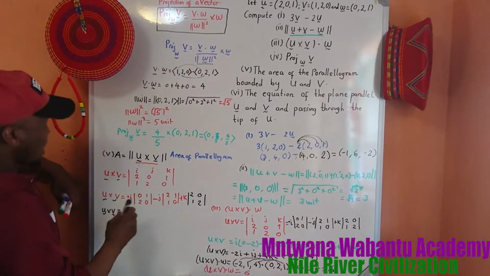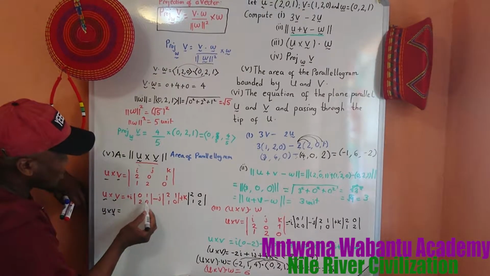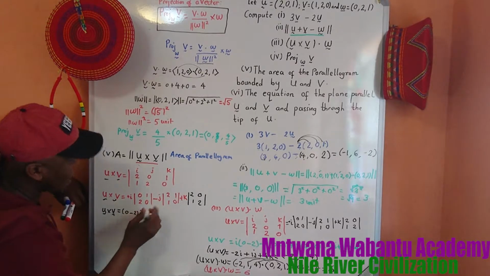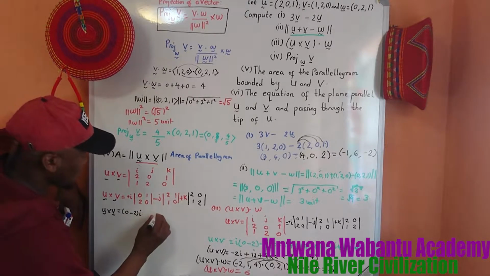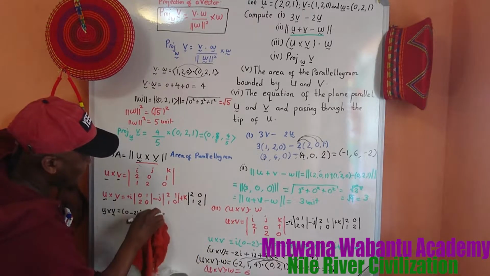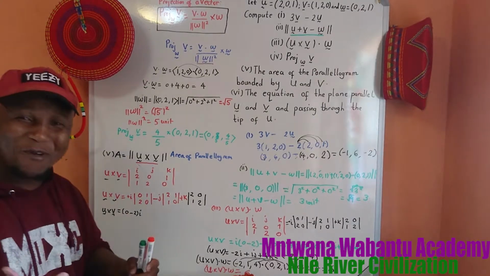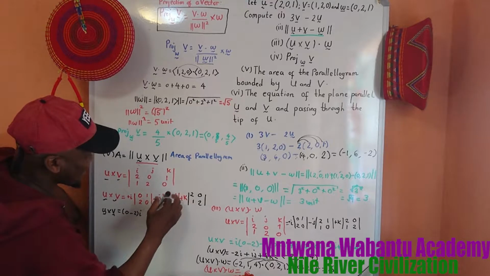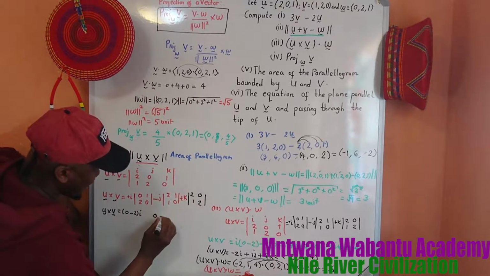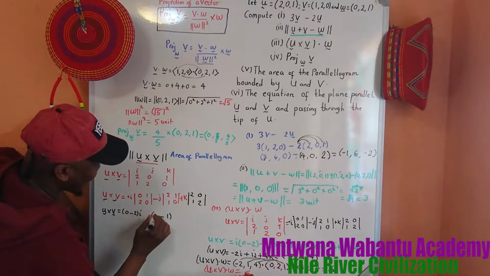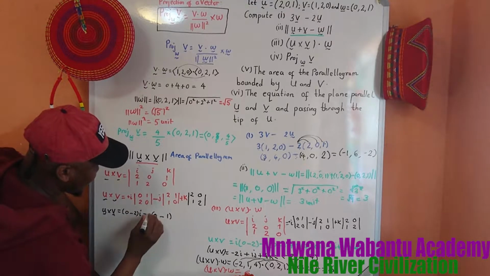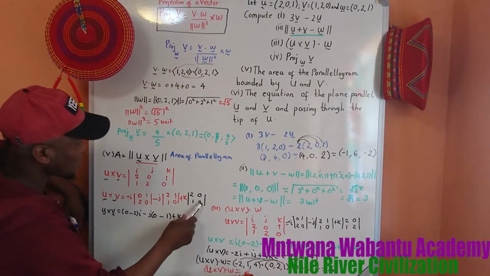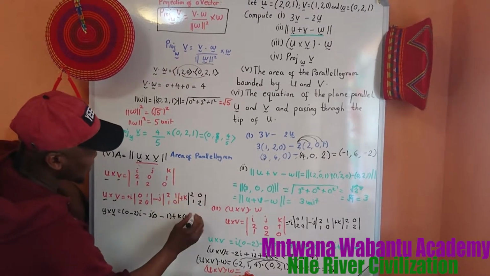Okay, so we're going to say 0 times 0 is 0, minus 2 times 1 is 2. This is I. Now we go for the next one. 2 times 0 is 0. 2 times 0 is 0. And then minus 1 times 1 is 1. Put a bracket, and then negative J. Now we go for the last one. So this is K. 2 times 2 is 4, minus 1 times 0 is 0.